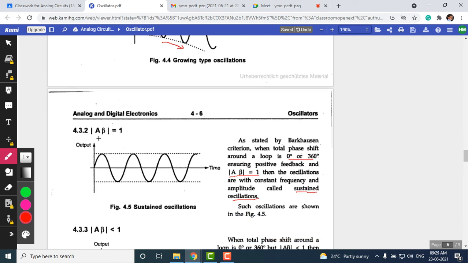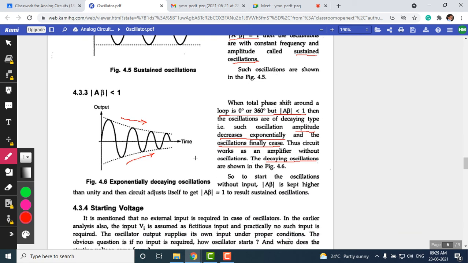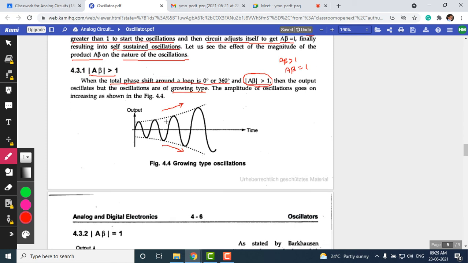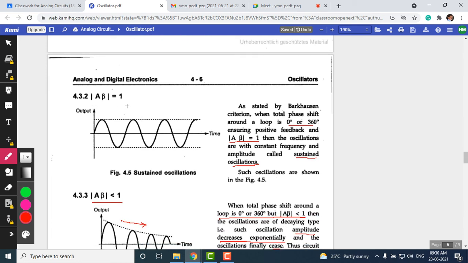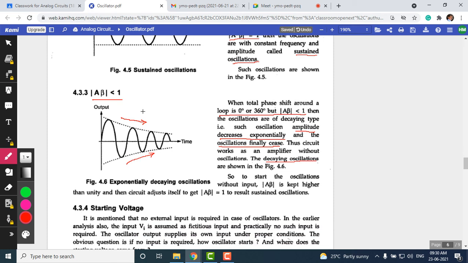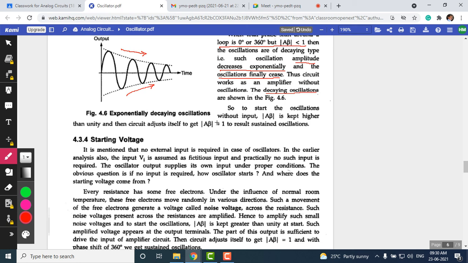Whenever A beta is equal to 1, and we are able to maintain total phase shift as 0 degree or 360 degree, the sustained oscillations are produced here. On the other hand, if A beta is less than 1, you can see the oscillations decay. Finally the oscillations cease and it becomes like a DC signal. This happens when A beta is less than unity. So now we understood what the A beta value should be to produce sustained oscillations. A beta greater than 1 produces growing oscillations, A beta equal to 1 produces sustained, constant oscillations, whereas A beta less than 1 produces decaying, exponentially decaying oscillations.